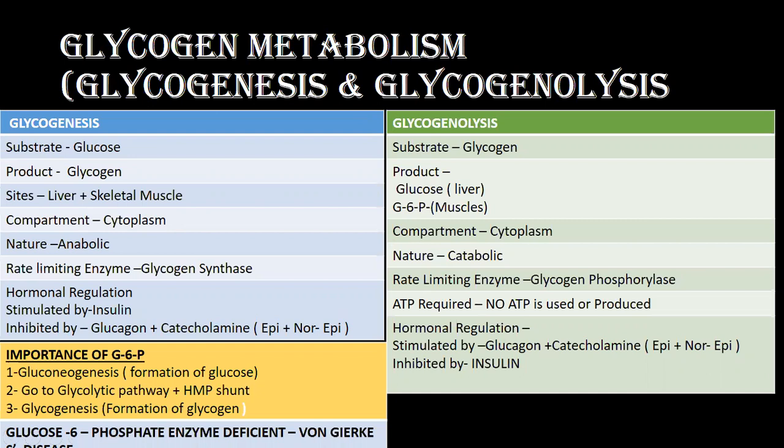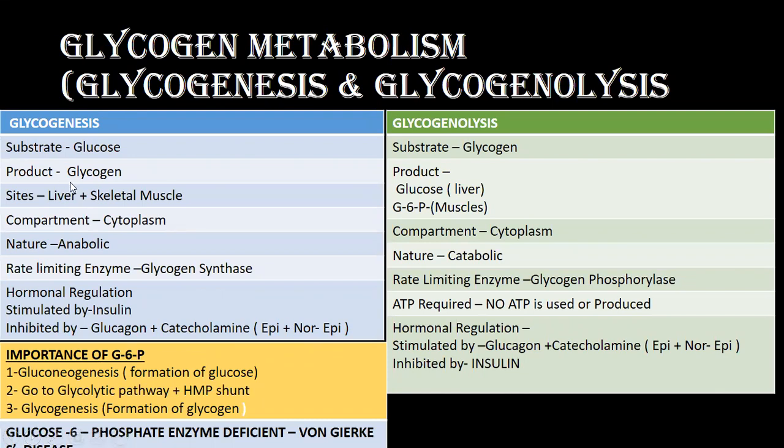Then we come to glycogenesis and glycogenolysis. What is glycogenesis? It is the synthesis of glycogen from glucose. Substrate is glucose. Sites are liver and skeletal muscles. Compartment is cytoplasm. Nature is anabolic. Rate limiting enzyme is glycogen synthase.